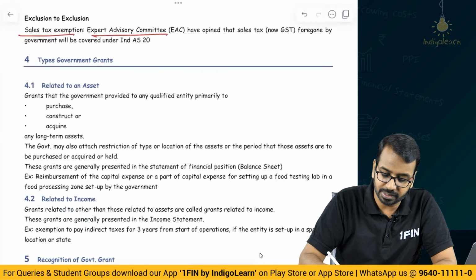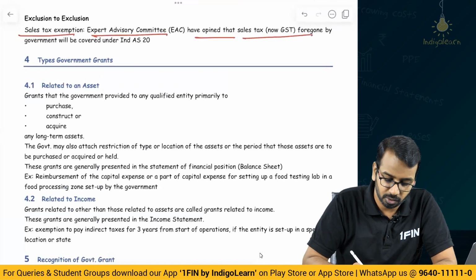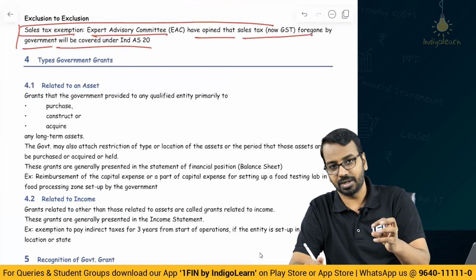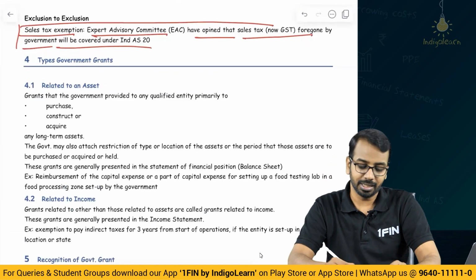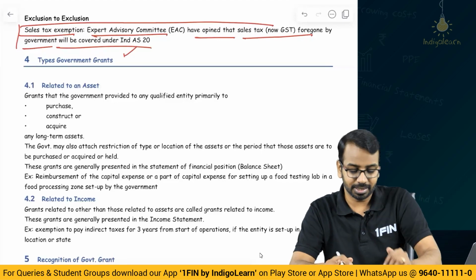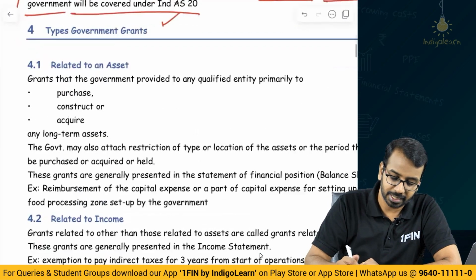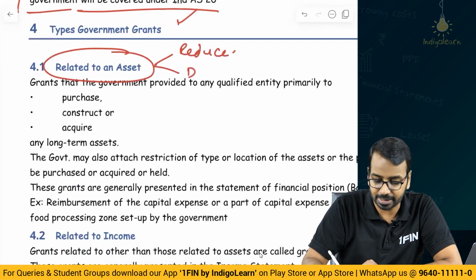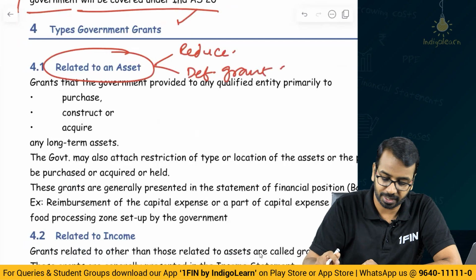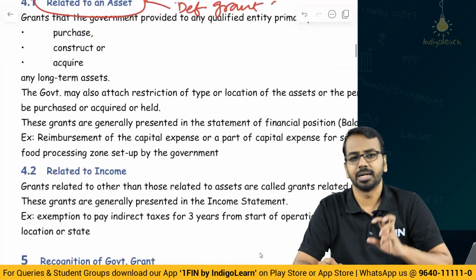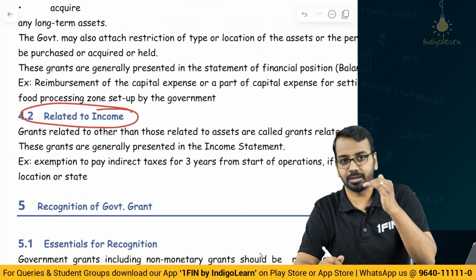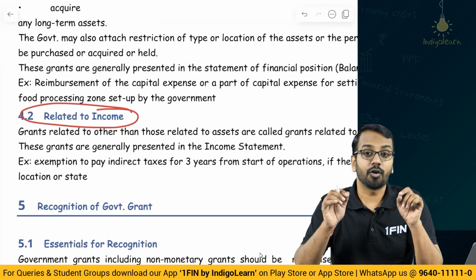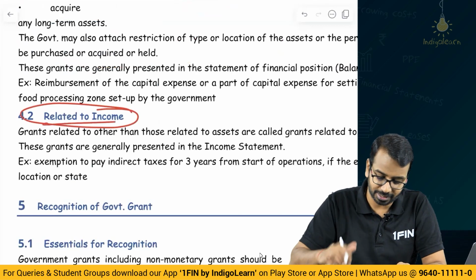Sales tax exemption, expert advisory committee has opined that sales tax, now GST, foregone by the government will be covered under IndAS 20. Now though this looks similar to income tax, they have specifically said that if sales tax exemption has been given, then that is covered under IndAS 20. Now what are the types of government grant? Grant can be related to an asset. Here you have two options, one is reduce from the cost of asset, or second is set up a deferred grant account. Then grant can be related to income. Related to income means for revenue items like achievement of certain expenditure, incurring of certain expenditure, hiring of certain employees. For that, if government grant is given, then that is grant related to income.